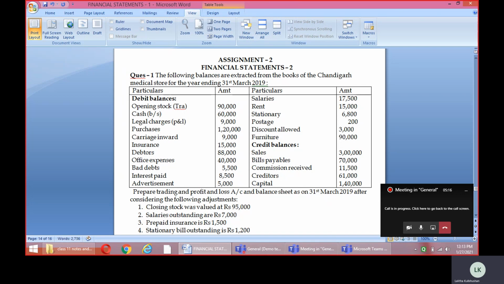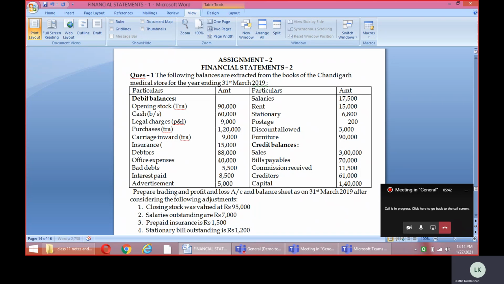The legal charges will go to the debit side of the profit and loss account, because it's an expense. Purchases are an expense relating to the manufacturing or the production, so they will go to the debit side of the trading account. Carriage inwards, again, is a conveyance expense related to the raw materials, as it's assumed, so it will come on the debit side of the trading account.